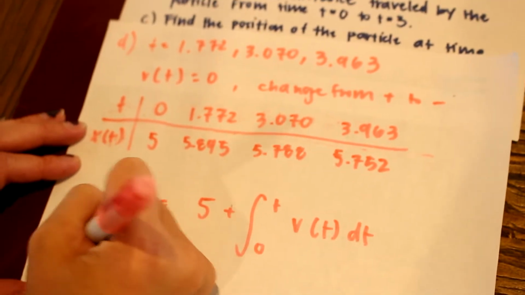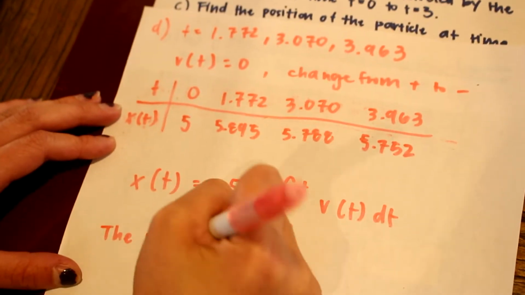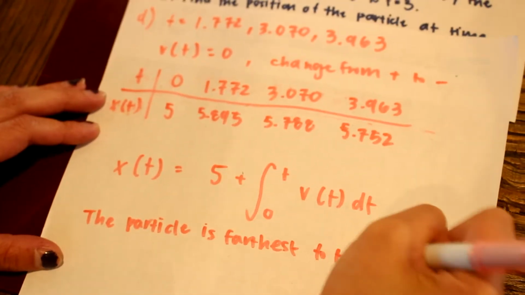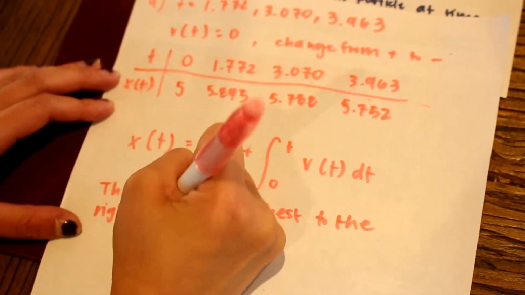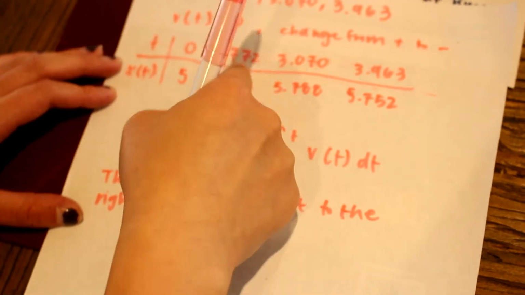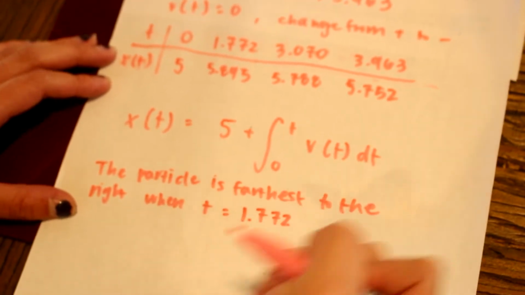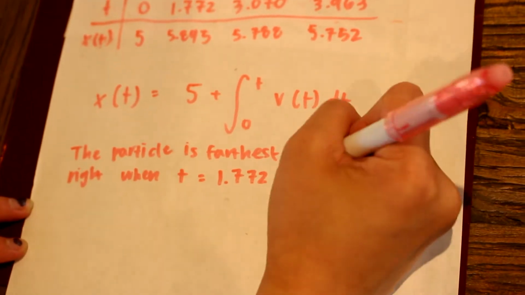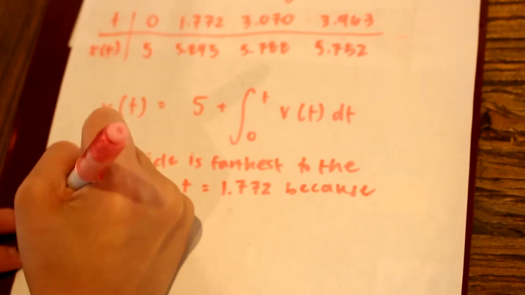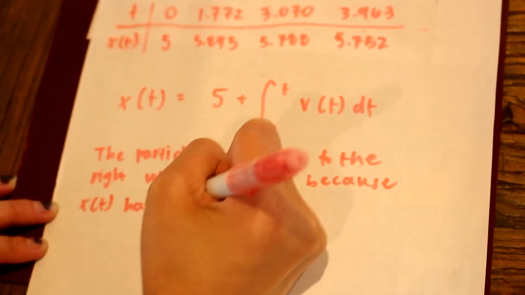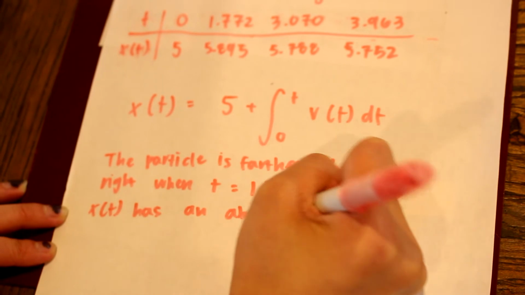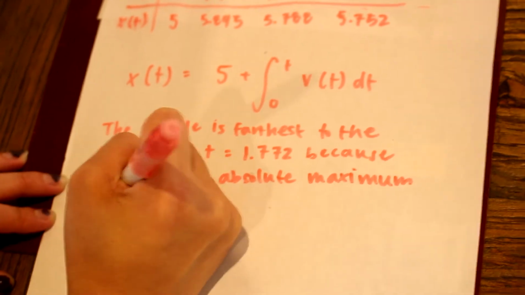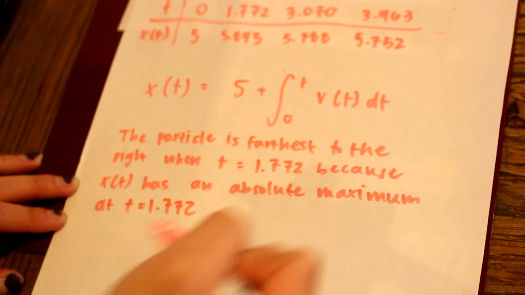So that means the particle is farthest to the right when t equals 1.772. The reason why the particle is farthest to the right at t equals 1.772 is because x of t has an absolute maximum at t equals 1.772.